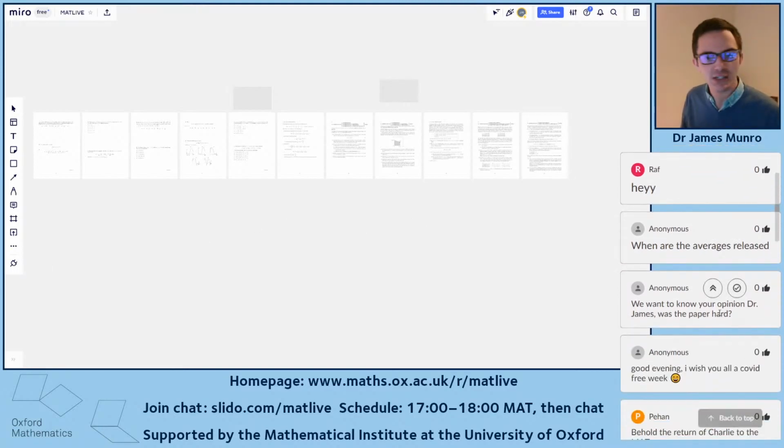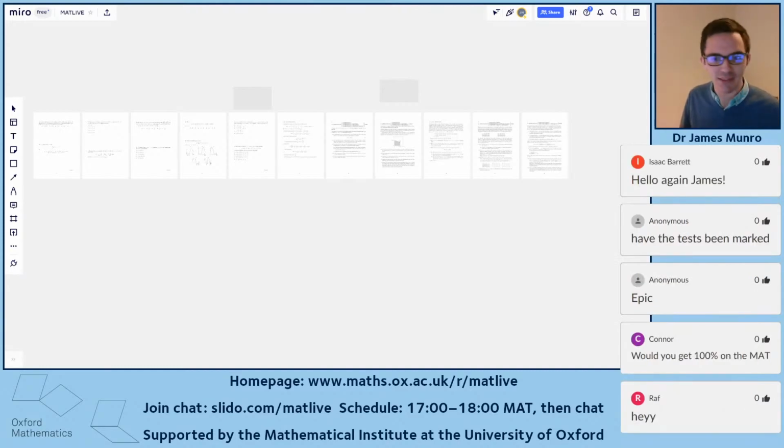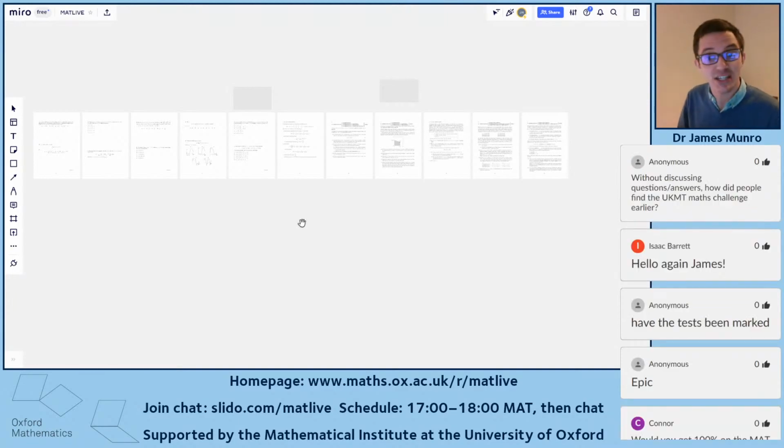Was this paper hard? Personal opinion? It's very hard for me to have personal opinions because it's my job to coordinate this test. I think this test did end up being a little bit harder than some of the recent tests. It's really hard to distinguish my personal opinion from the Oxford University opinion, right? That is my personal opinion. I think this test's tricky. It involves some things that I personally find a little bit tricky.